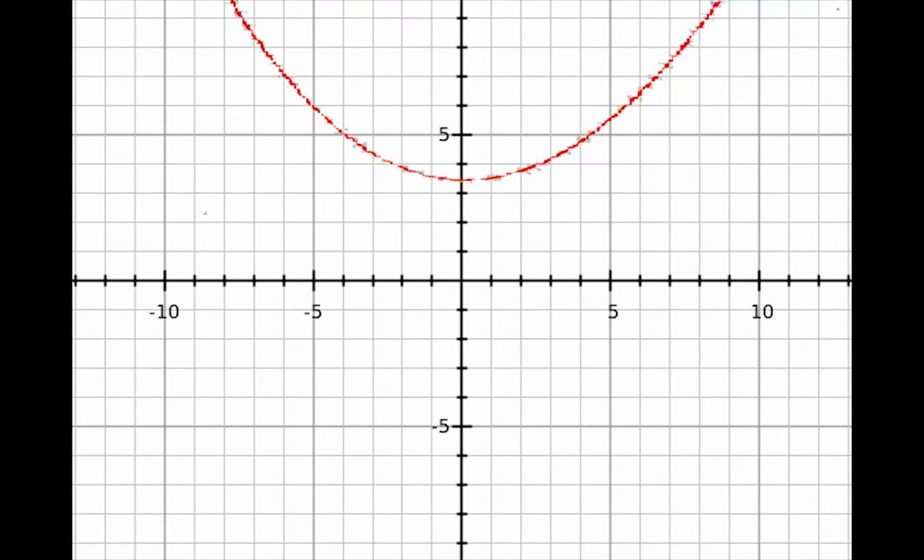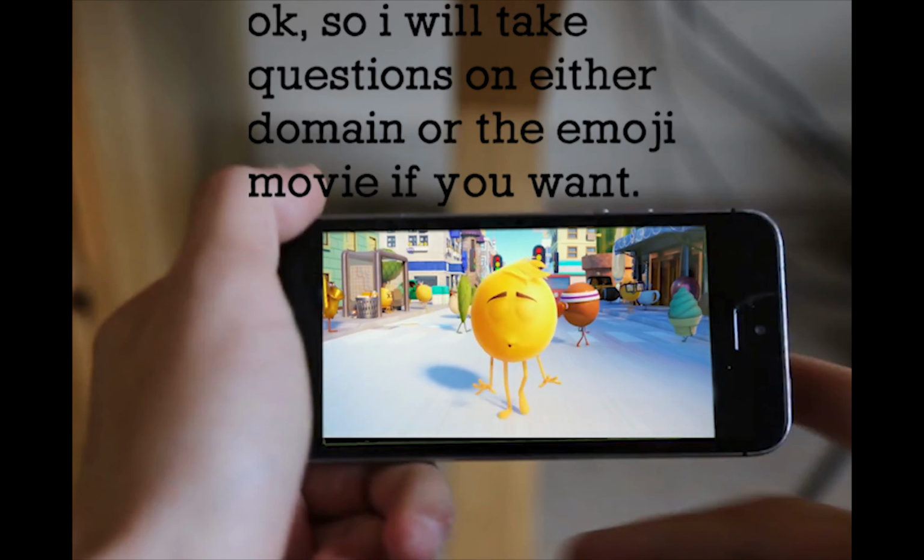The thing with domain with parabolas is that it goes on infinitely on both sides of the x-axis. So technically, with domain on a parabola, you go all real numbers because there's no limit to the domain for parabolas.